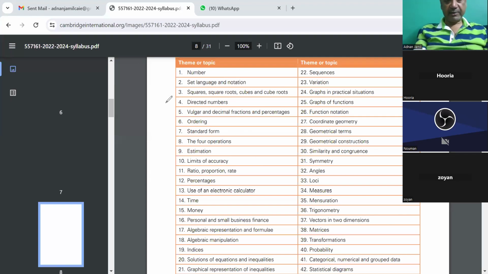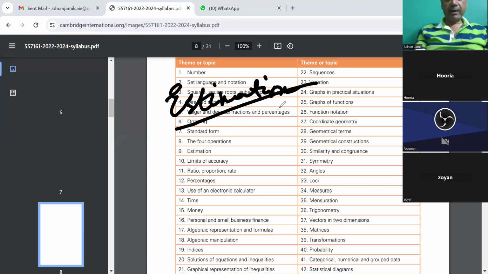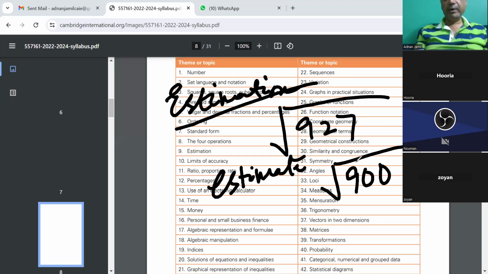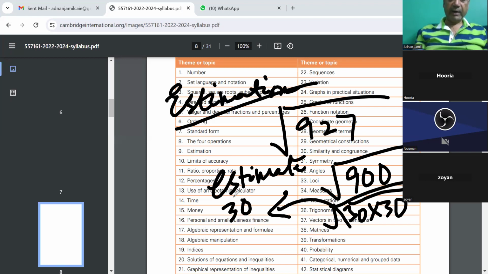Limits of estimation. Estimation, they can give a question like, for example, they give you 927, for example, a number. We don't have the calculators, remember that, and they say estimate. Now, 927 is not a perfect square, but the number closer to it is 900, which is a perfect square. So what you can do to find that out is 30 multiplied by 30 is 900, right? So you can write down the answer as 30. Very common type of question for estimation. Okay.